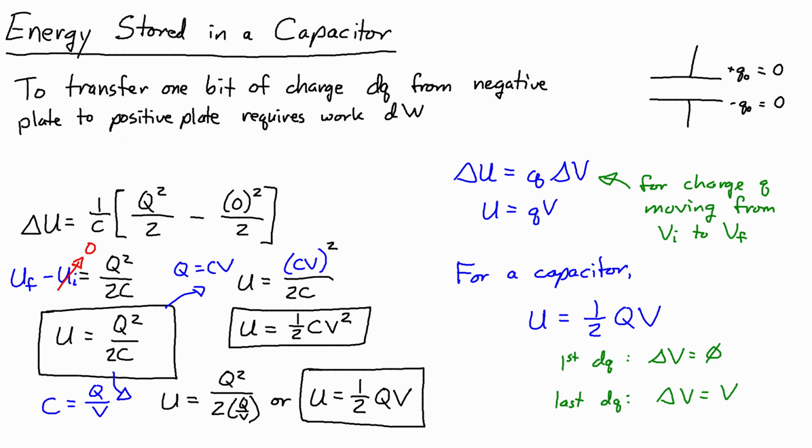So for the capacitor, the reason why the energy that's stored is not the same as what we found before for a charge moving from Vi to Vf is because each charge moves across a different potential difference. And it turns out that when you add them all up, the total potential energy stored in the capacitor is 1/2 of Q times V.